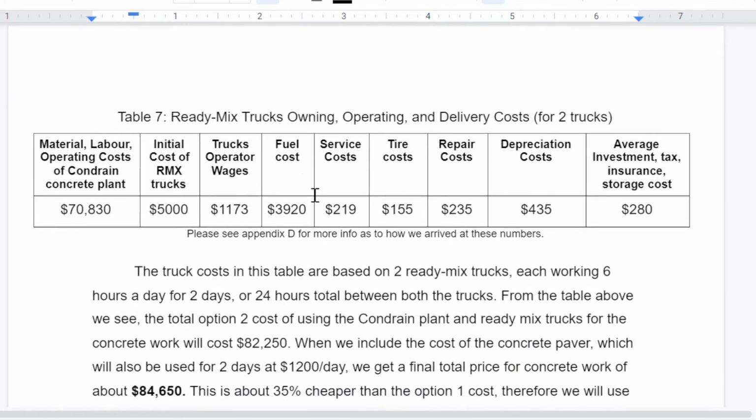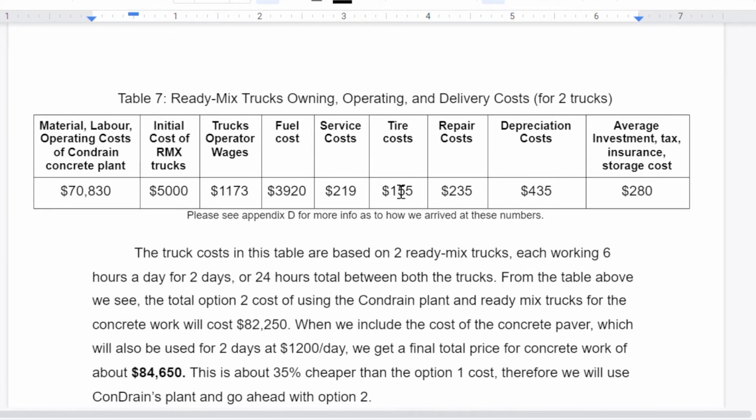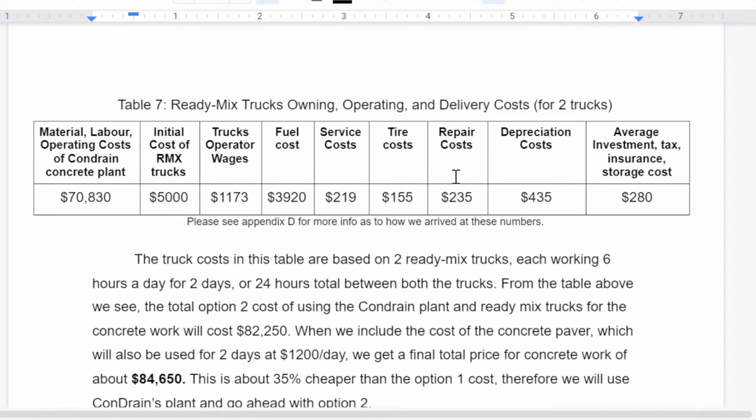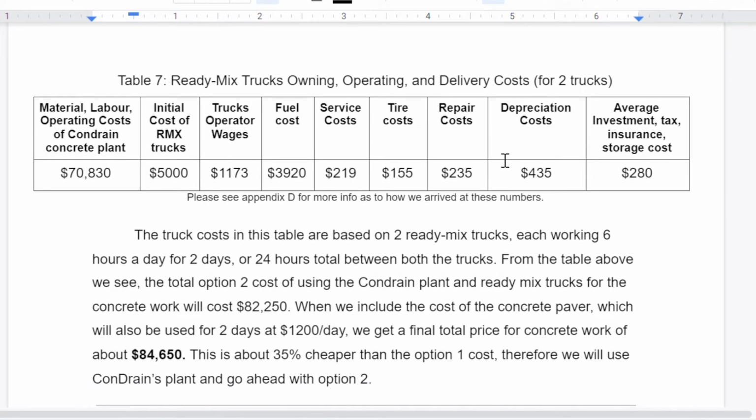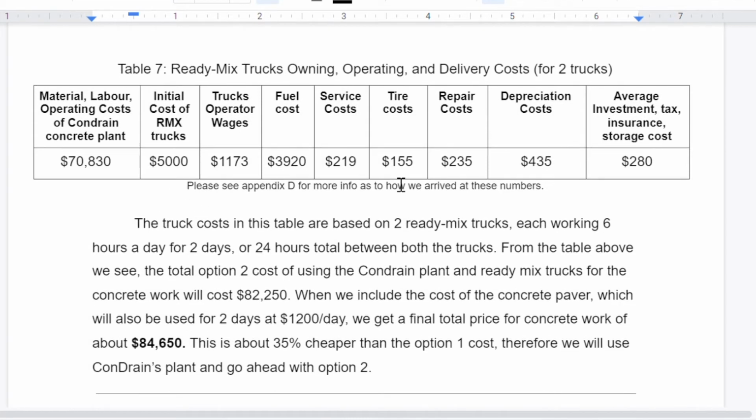And then below here we have the rest of the costs that we need for the trucks, so the fuel costs, service costs, tire costs, all of them are here, and you can find how we got those in Appendix D.